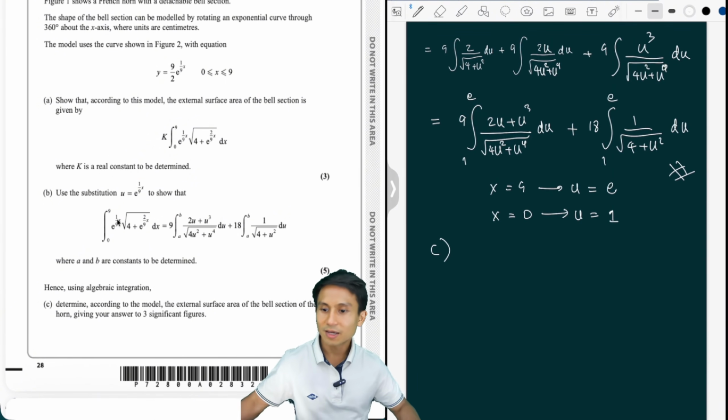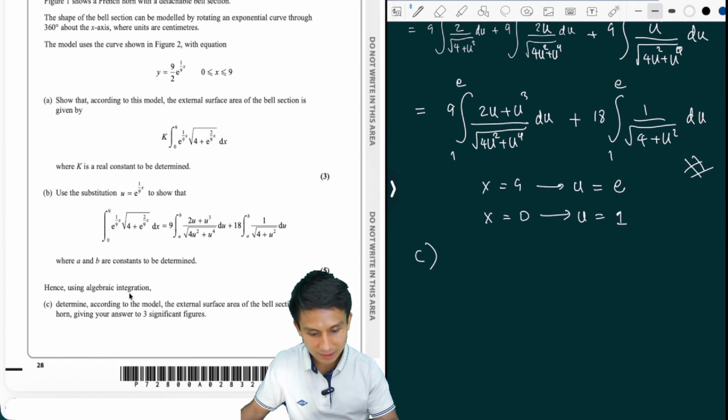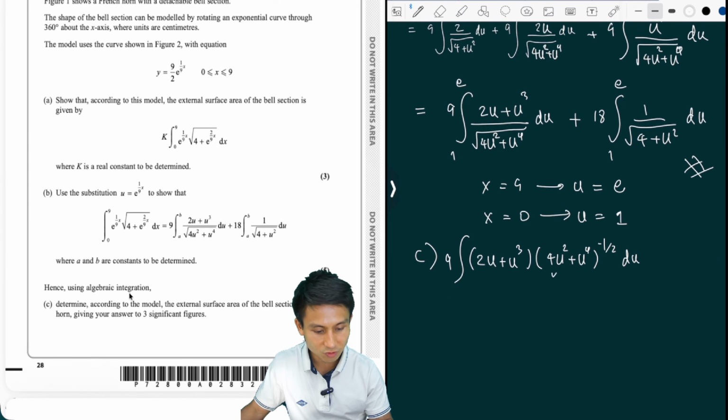Part C. Hence, using algebraic integration, determine according to the model the external surface. We just use part B, basically. Well, for the first bit, if we try to put them like this, it is pure math actually, and it's a reverse chain rule. To the power of minus 1 over 2. I mean, if you try to differentiate this, right? If we try to differentiate that by u, right?